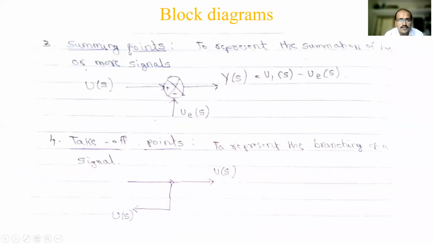The third component of the block diagrams is summing points. To represent the summation of two or more signals, it will have a circle, and then a cross X mark will be put over it. It can have two or more signals. Normally in problems we will see two or three signals, not more than that, or four signals it may be.